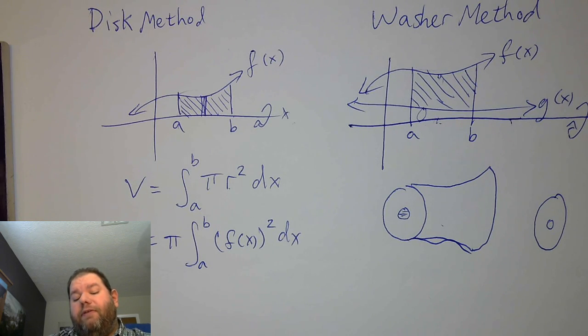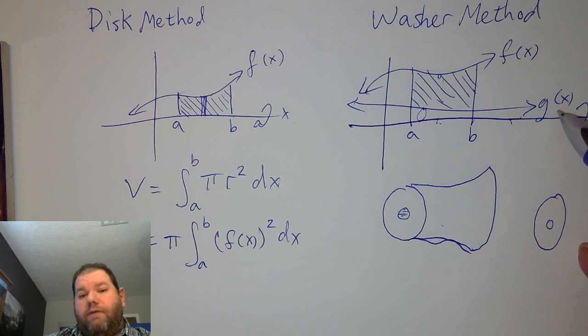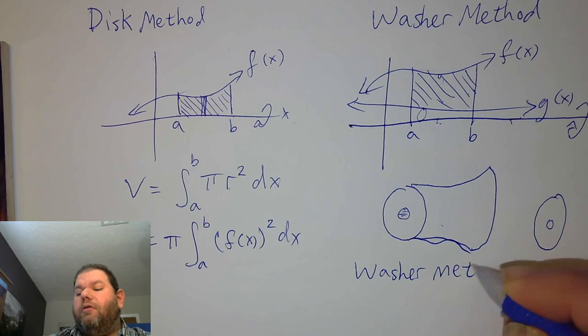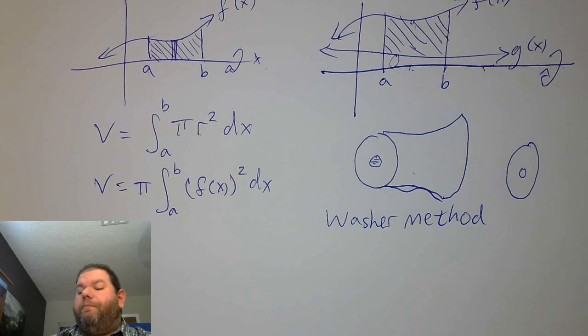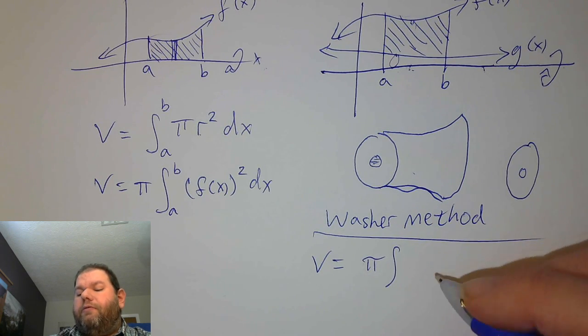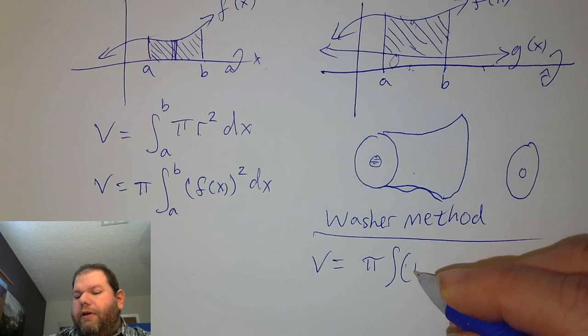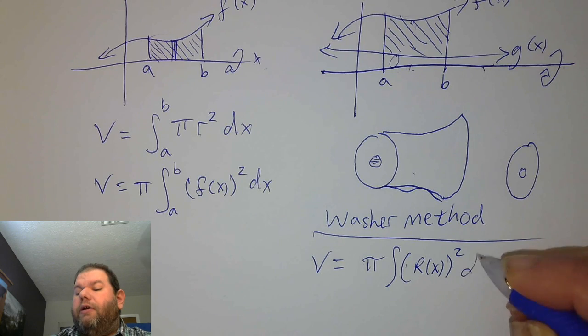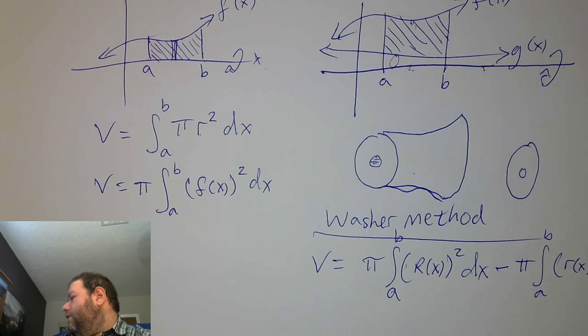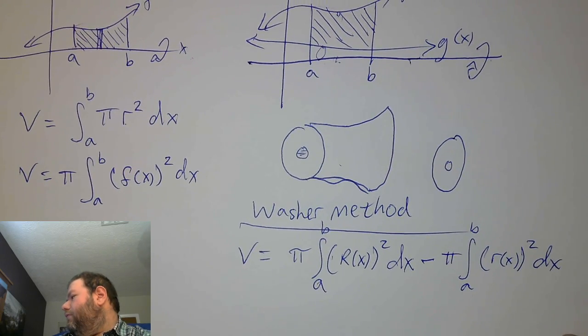So the washer method really is a repeated application of the disk method. We take a disk method for f of x, and we take a disk method for g of x, and we subtract the two. So our washer method formula will be: volume equals pi times the integral from a to b of capital R of x squared dx, minus pi times the integral from a to b of little r of x, in parentheses, squared dx.